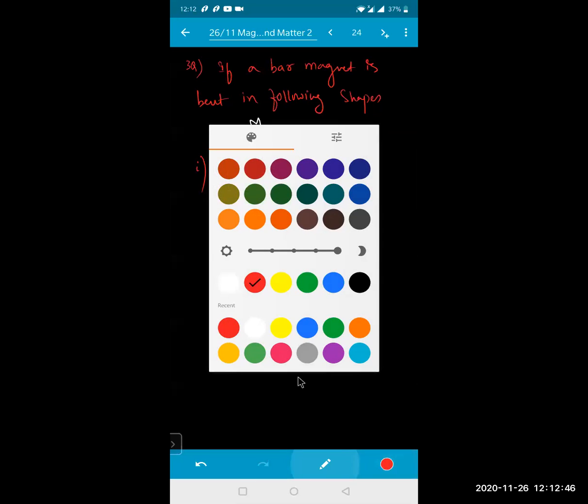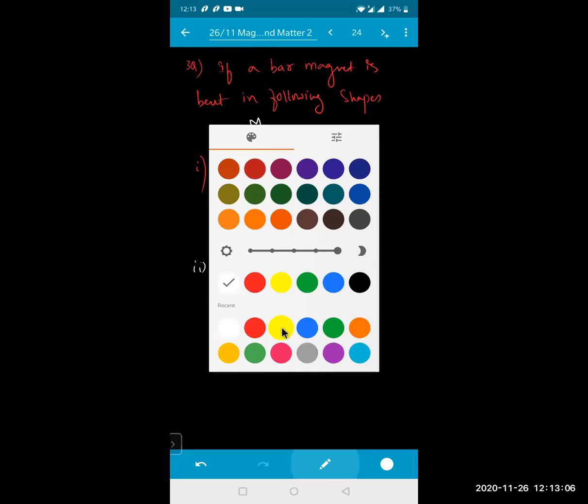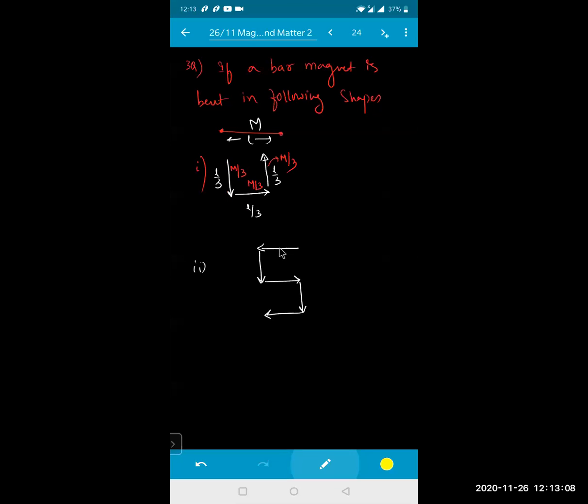If the bar magnet is bent in the form of an S shape like this, going from here to here, then from here to here, then from here to here, what is the new magnetic moment? How many times is it bent? Five times. So each part will become M/5.